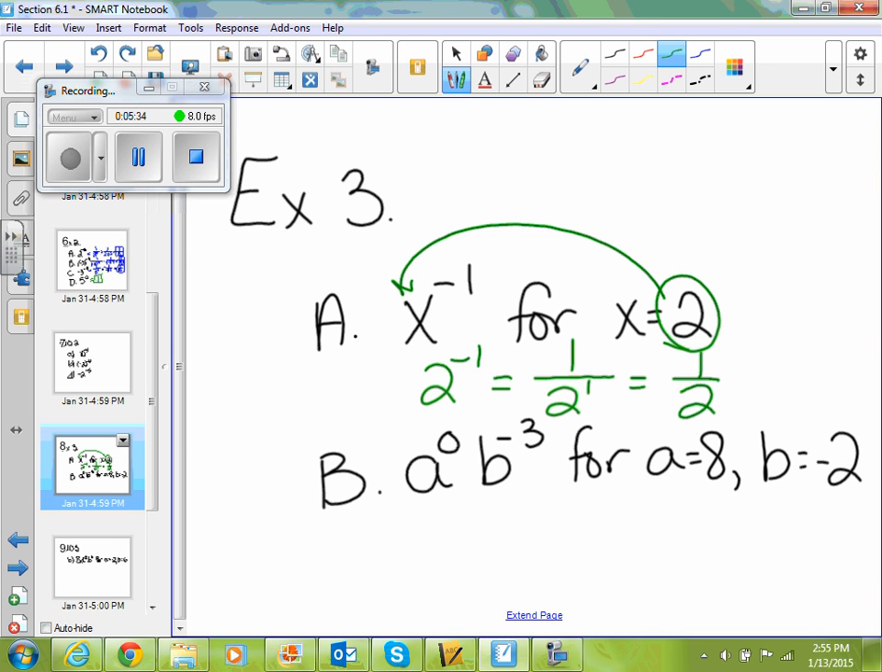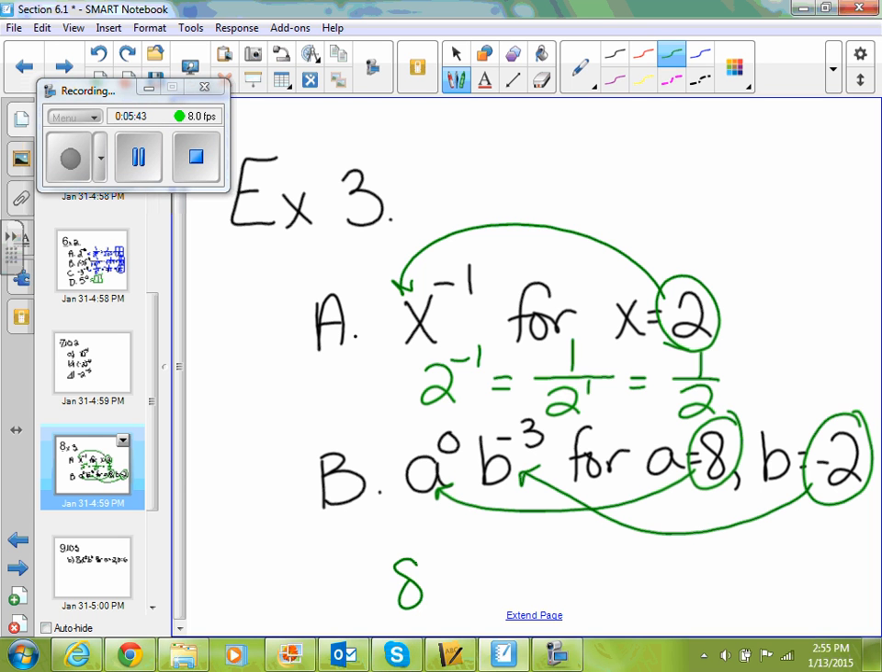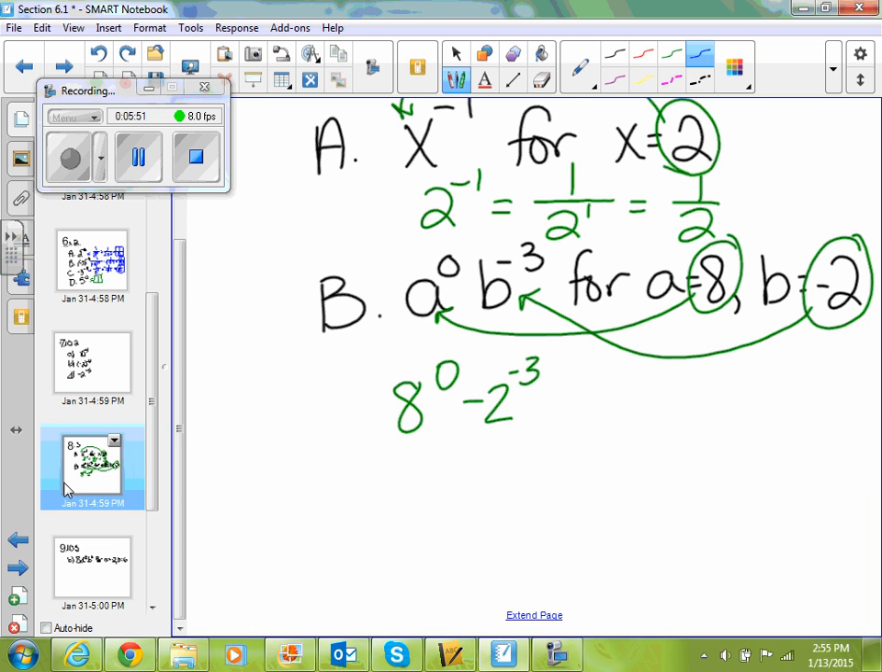Okay, if I do the same thing for part B, if I plug in 8 for a and negative 2 for b, then I get 8 to the 0, negative 2 to the negative 3. We're going to treat these like 2 different problems. So 8 to the 0, what's 8 to the 0? 1. Okay, how do I make this negative 3 positive? Make it a fraction. Okay, what does my fraction look like?